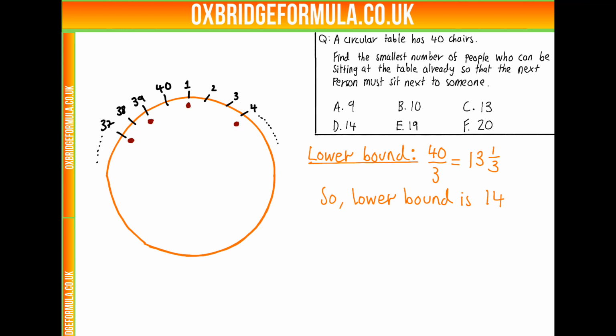So we've built a solution with 14 people, and we know our lower bound for our answer is 14, and so we know our answer must be 14, which corresponds with D in our options, and so our answer is D.